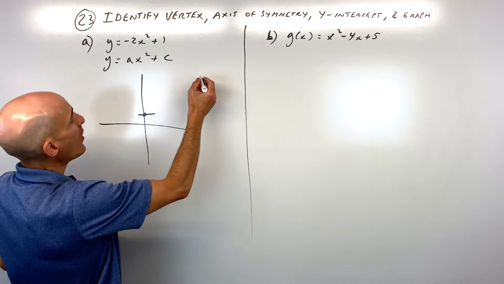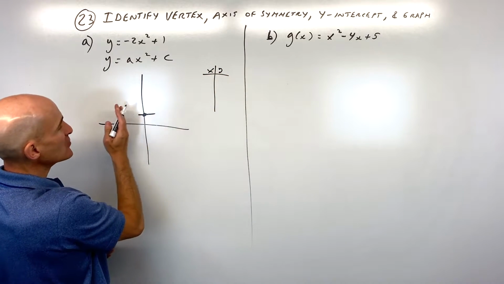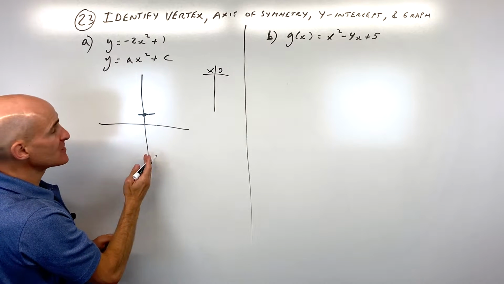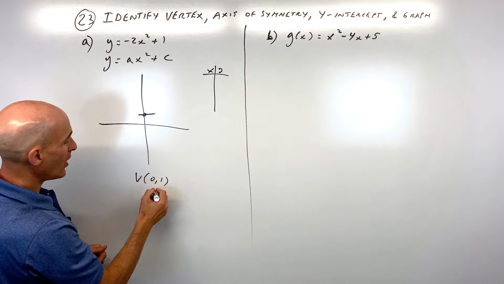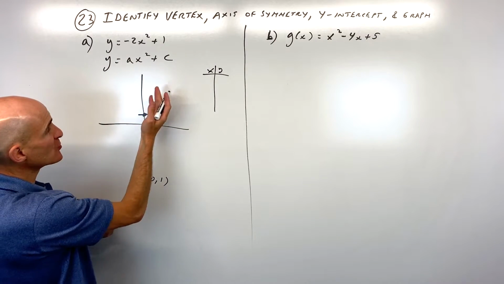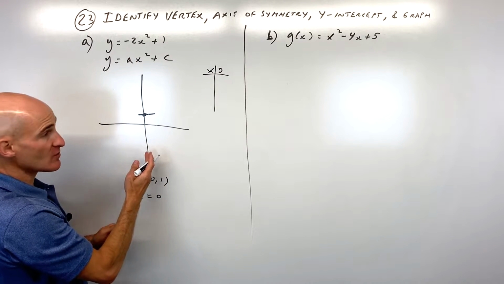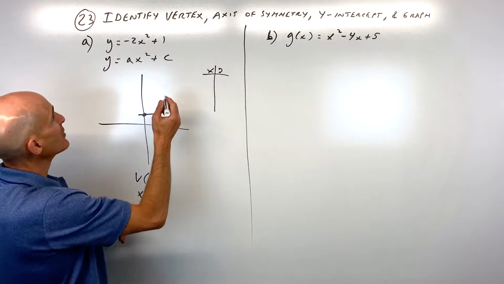Now what you can do if you want is you can make a table, and you can pick some values on either side of this vertex. So we said the vertex is at 0, 1. The axis of symmetry will also go through that vertex, so that axis of symmetry, meaning it's going to be the same on both sides, is going to be x equals 0. Remember, x equals lines are vertical lines. But let's go ahead and plot some points.